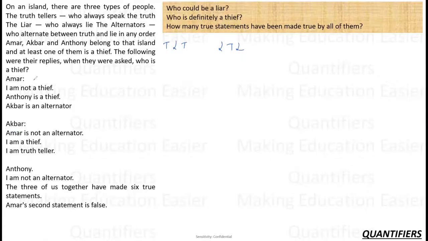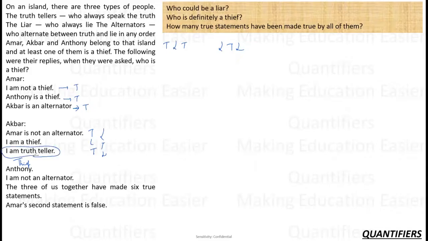Let us say I'm starting with Amar, and I say all of Amar's statements are true. This is a truth statement, this is a truth statement, and this is a truth statement. Now it says I am not a thief, Anthony is a thief, so he is claiming him to be a thief. Now I am saying that he is a truth teller. He says Akbar is an alternator. Akbar is an alternator means Akbar's statements would be truth, lie, truth, lie. Now he says, I am a truth teller.